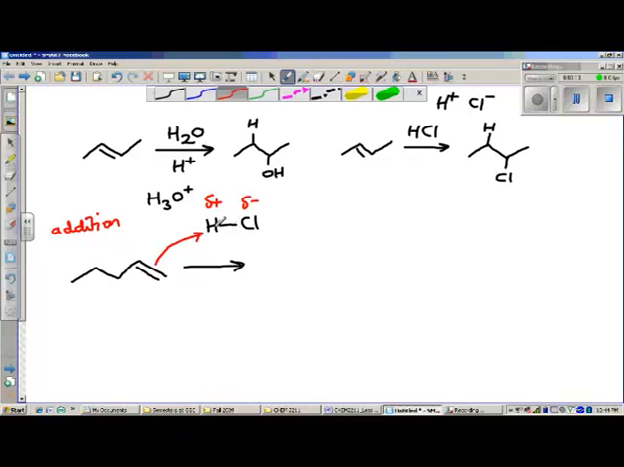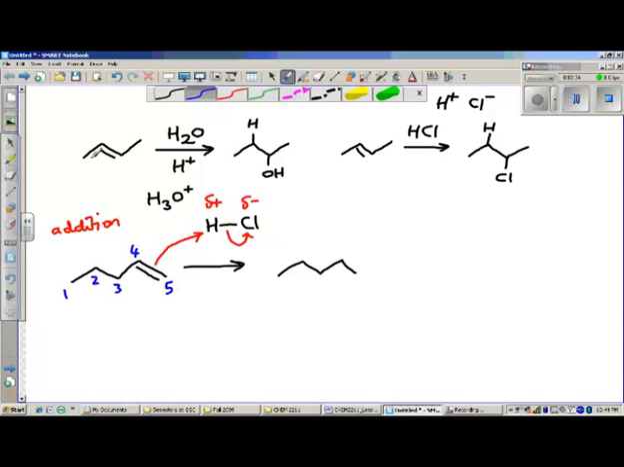And as we've seen before, because hydrogen can only have one bond, this hydrogen-chlorine bond has to break, and so what we end up with is a 5-carbon species, just as we had 5 carbons before. And let me just number these here. 1, 2, 3, 4, and 5.